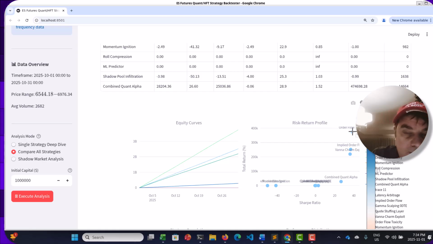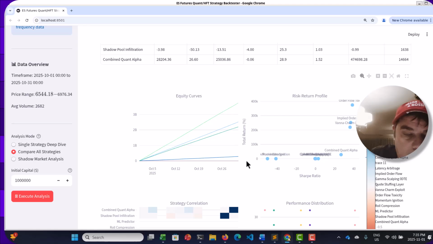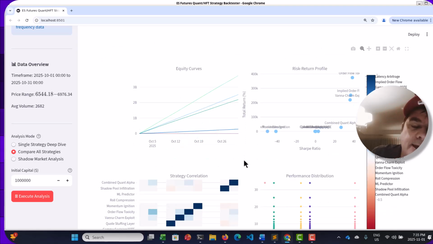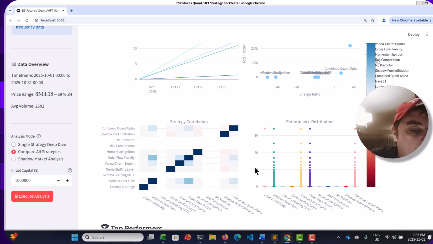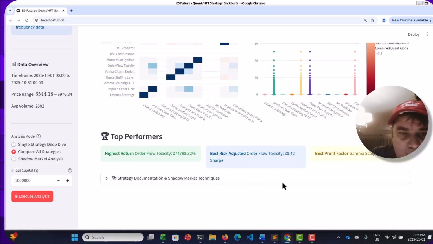So we have here order flow toxicity as a strategy that does well, implied order flow as well, and the Vanna-Charm Exploit. Those are the top three. And the returns are just kind of hallucinated. But again, it just gives you an idea what could be potential and just use the AI for these particular strategies to dig, and trim it all down, maybe into a new dashboard, work off the real data, and just extract and get better results with these higher performers.